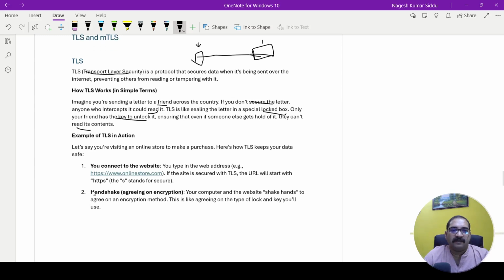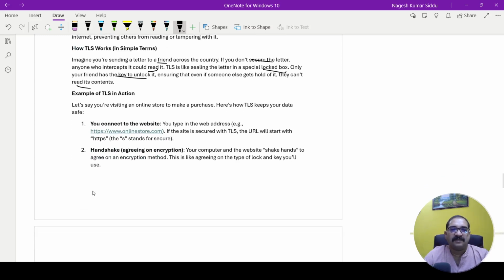Now let's see how it goes. There are some steps it follows. First, you connect to the website. You type in the web address like HTTPS. If the site is secured with TLS, it will have HTTPS. The S stands for secure. If we don't see HTTPS and only see HTTP, that means it is not secured.